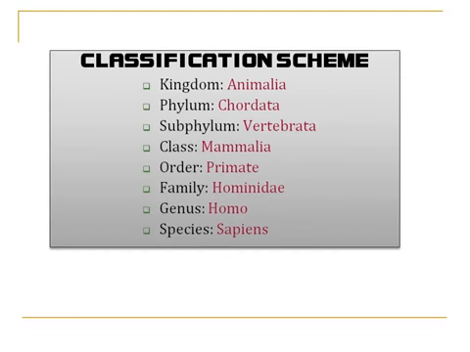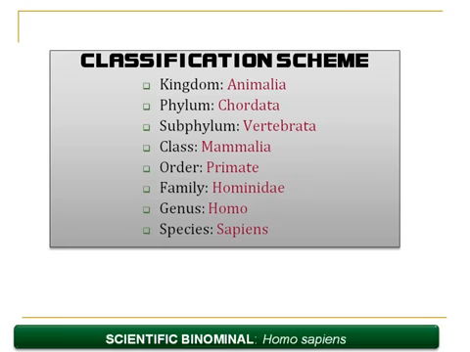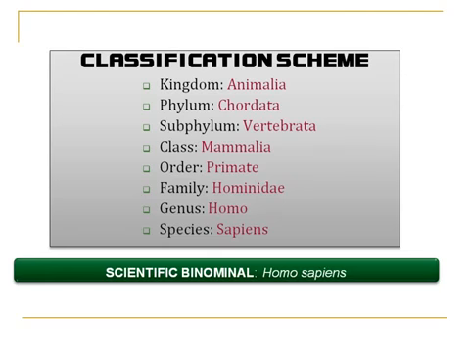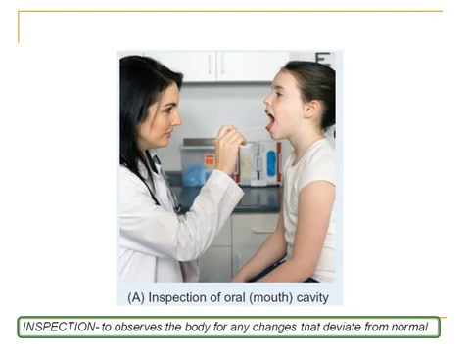So first of all, let's classify the human. How is it classified? The human being falls under the kingdom Animalia. It is classified under the phylum Chordata, under the subphylum Vertebrata. Mammalia is the class, and it is classified under the order Primates. The family is Hominidae, genus is Homo, and species is sapiens. So the binomial is Homo sapiens, that is the scientific name of the human being.